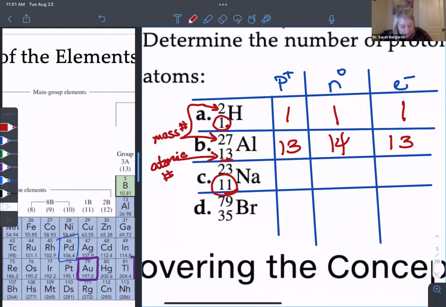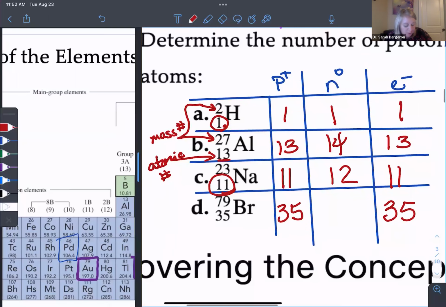Sodium, atomic number of 11. So that tells us we have 11 protons. It's neutral, so we must have 11 electrons. So then our mass number of 23 minus our atomic number of 11 gives us 12. So we have 12 neutrons. Bromine, we're saying this has an atomic number of 35. So that gives us 35 protons. It's not positive or negative, so we have 35 electrons. And then we look at our neutrons, and our neutrons are 79 minus 35, which gives us 44 neutrons.